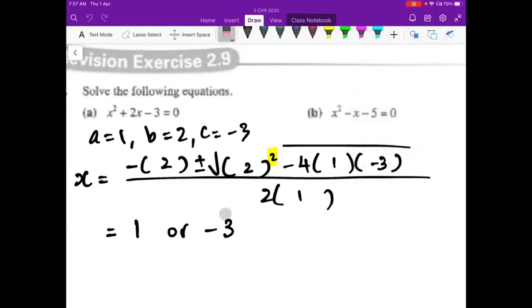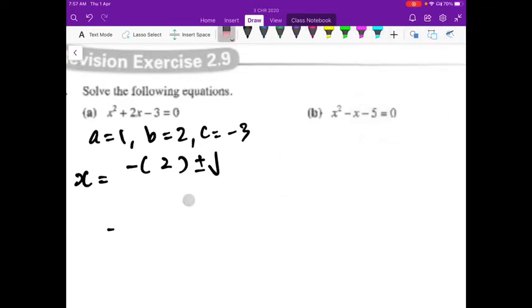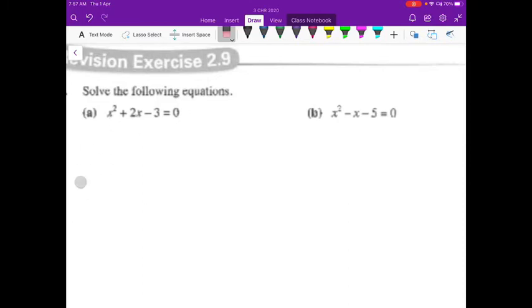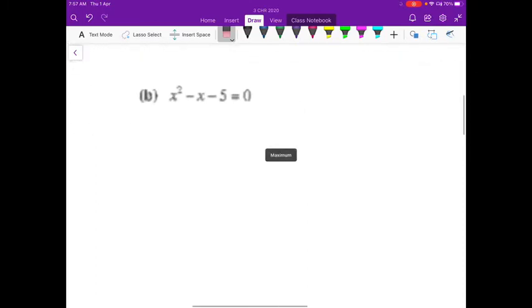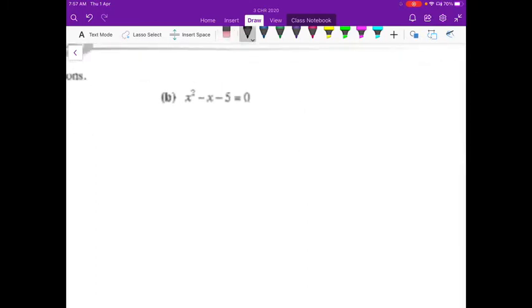Start with part B. This is part A. Part A was yesterday already. So now we are doing part B. The value of A is 1, B is -1, C is -5.